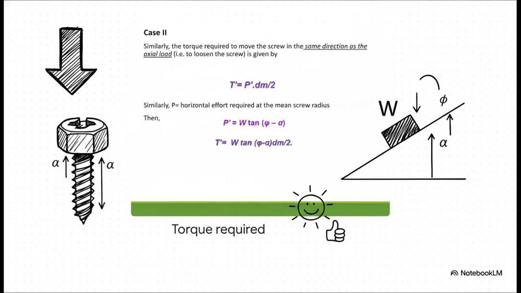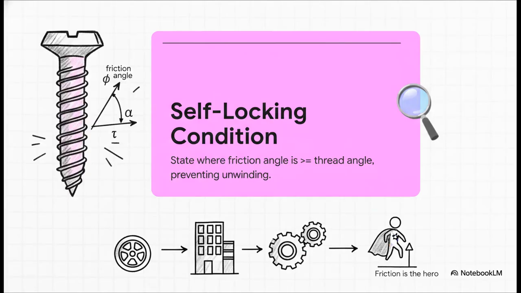Because we're loosening it, we are moving the screw in the exact same direction as the axial load. We're going down the ramp. So the load, W, is actually helping us. The thread angle, alpha, is helping us. The only thing fighting us now is phi, the friction. And guys, this brings us to the absolute climax of this explainer, the self-locking condition.